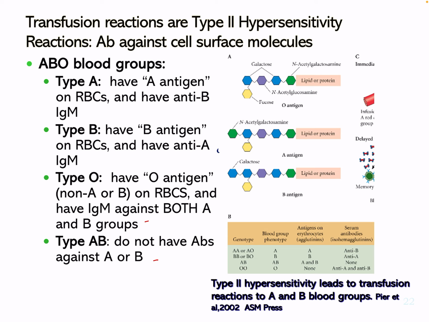Again, here you can see the structures, and then here is a summary. The glycans, and then the isohemagglutinins. So our antibodies: type A has anti-B, type B has anti-A, type AB has none, and then type O has anti-A and anti-B.